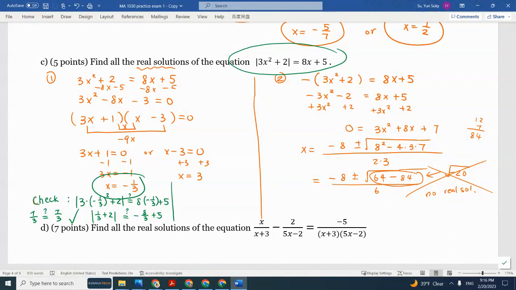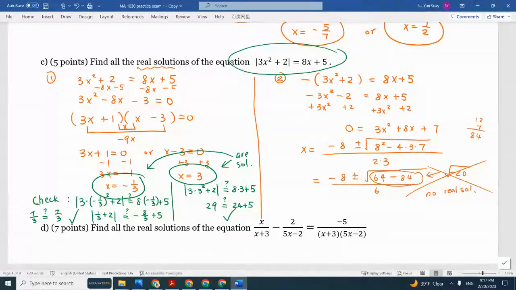How about x equals 3? 3 times 3 squared plus 2, absolute value, is it equal to 8 times 3 plus 5? 3 times 3 is 9, times 3 is 27, plus 2 is 29. Is it equal to 24 plus 5? Yes! You see, both of them are solutions.